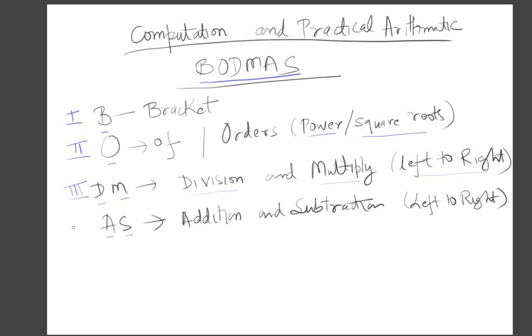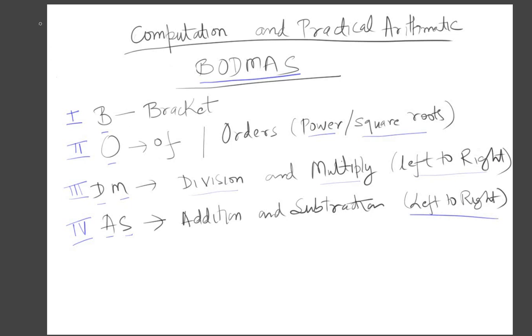And the same stands for A and S, which is addition and subtraction, again left to right. So that means in any expression, if you find subtraction before addition, subtraction takes the precedence over addition, simply because it's the one you have encountered before addition. So that's broadly how the precedence for BODMAS works: B number 1, O number 2, D and M number 3, A and S number 4. Cool. That was very basic of what BODMAS is.